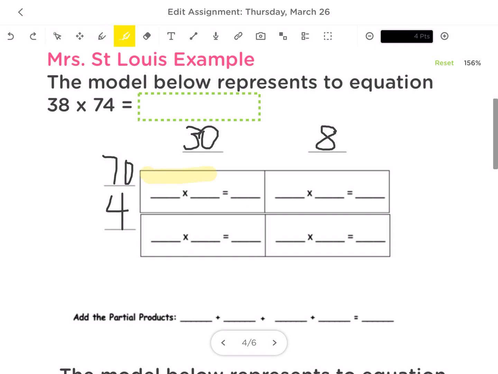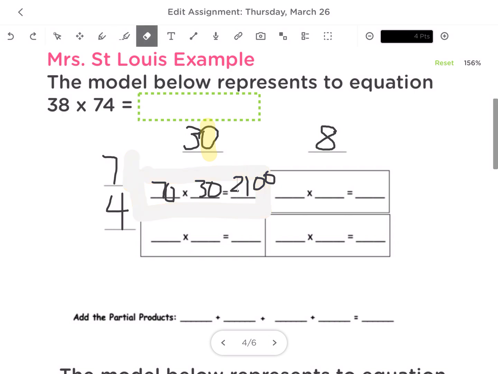So this first box here that I'm going to talk about, it looks hard because you're doing 70 times 30. However, if you know what 7 times 3 is, you know what the answer to this problem is, because 7 times 3 is 21. And then if you look at your numbers that you're multiplying, you have 1 zero and 2 zeros. So that means you're going to add 2 zeros to your answer there. So you get 2,100. Okay? I'm going to erase those highlighted marks there.